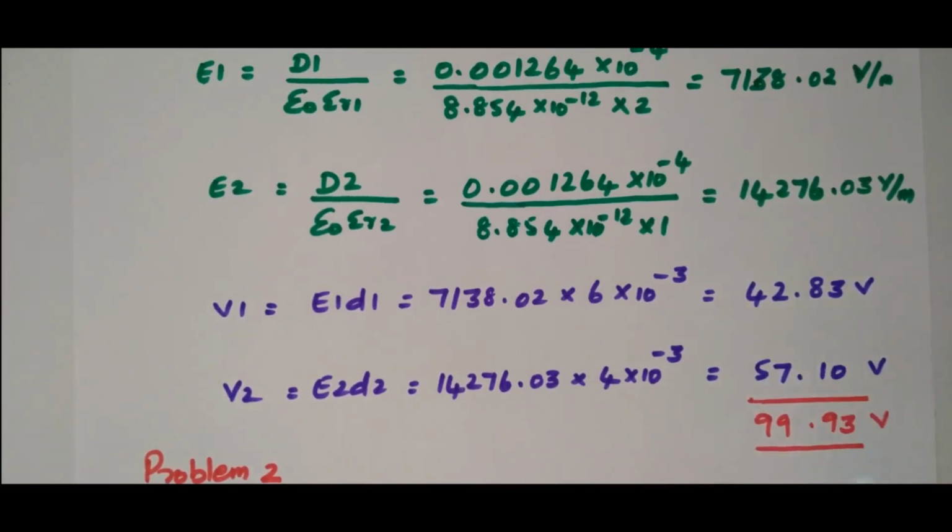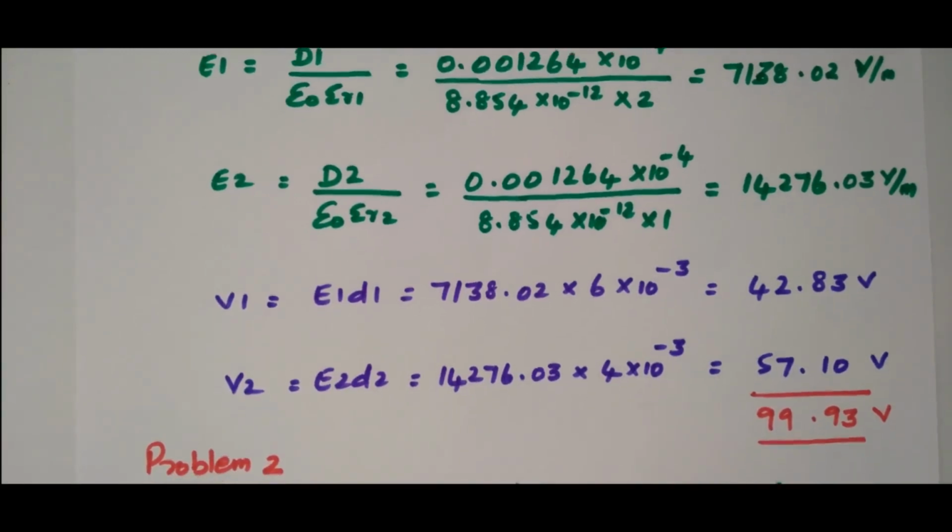By adding these two, what did we get? 99.93 volts. The applied voltage is 100, as we know. So by adding, we nearly got 99.93. So the value we calculated is almost correct. It is near the 100 volts. That's why we are taking the displacement density to 5 to 6 digits, right? So now we have calculated the capacitance, then displacement density, E1, E2, V1 and V2. So all values are calculated.